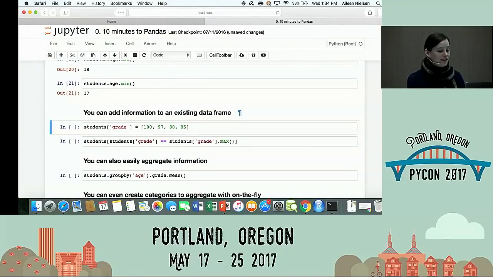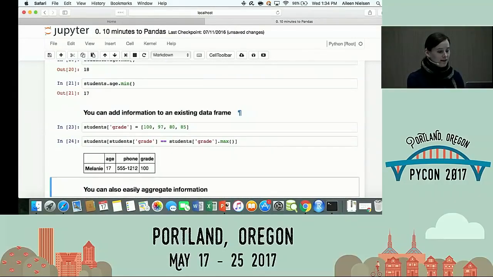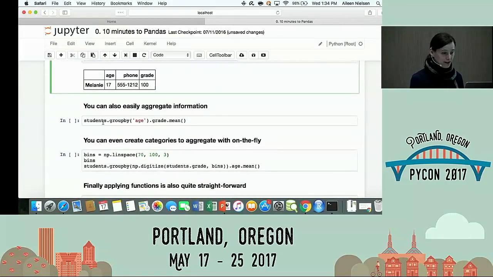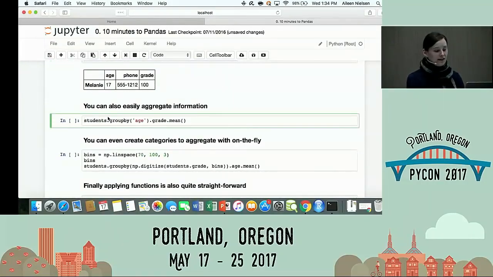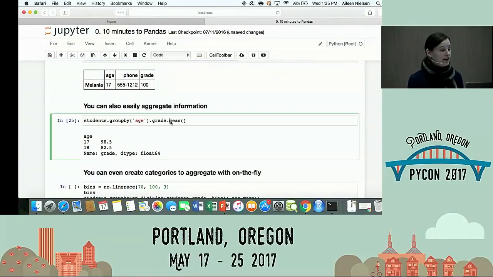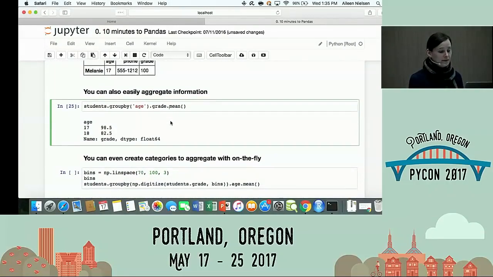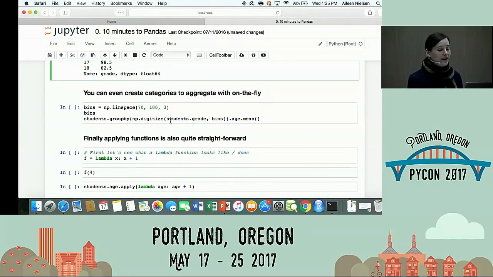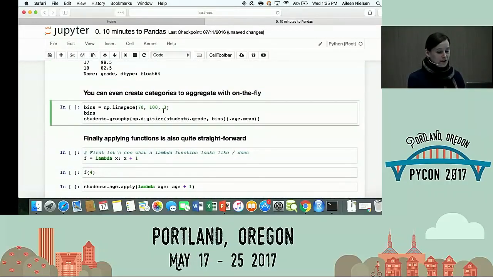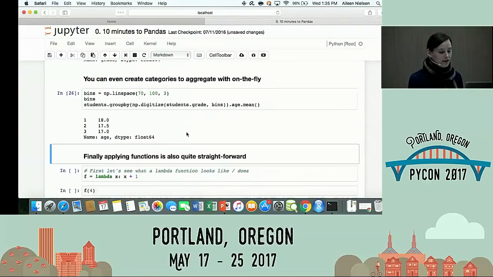I can also easily add columns like this. I can very quickly, for example, find out who had the highest grade, super fast. I can do group bys just like with SQL. I can group by age and then get a mean of some other characteristic. I can also bin things on the fly, right? Create categories on the fly. So if I wanted to do that, I easily could.